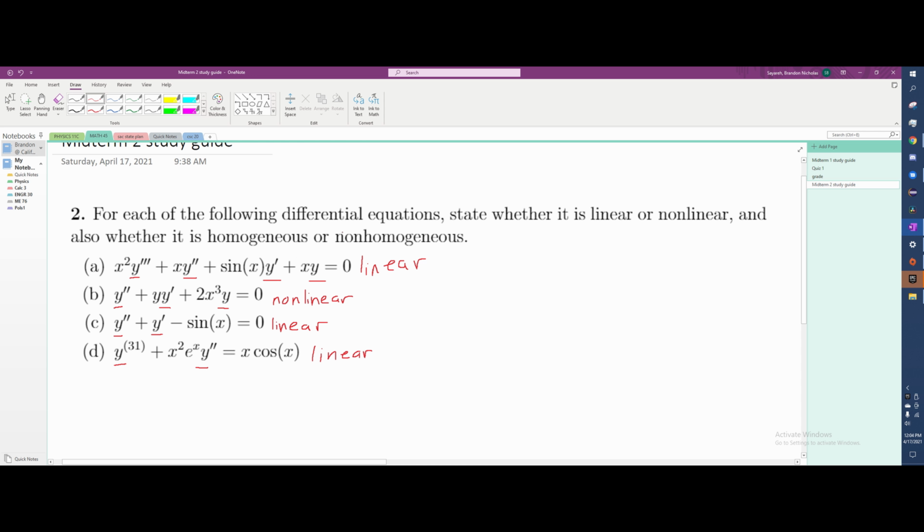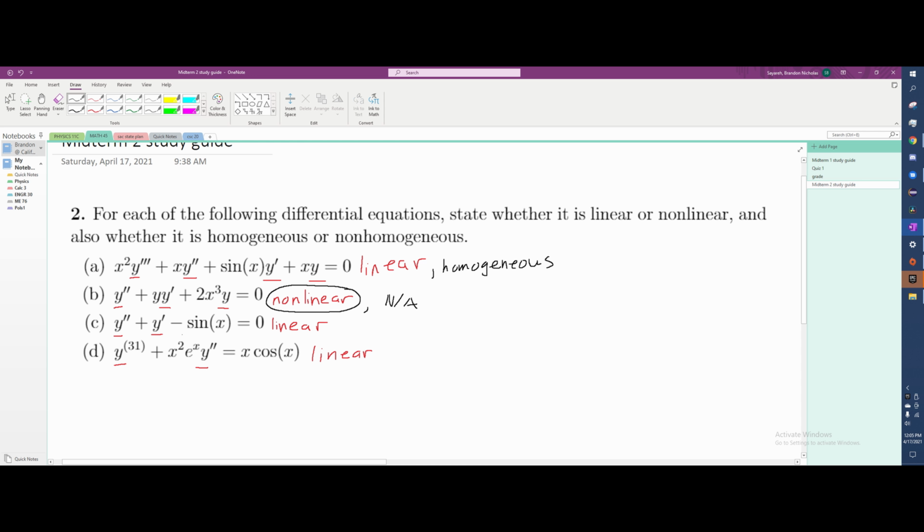Now to determine if it is homogeneous or non-homogeneous. For A, we can see that all of these values have y's in them, which means they have to stay on the left side, meaning the right side is 0. As long as the right side is 0, that means it is homogeneous. For B, because it is nonlinear, it cannot be homogeneous or non-homogeneous. If it's nonlinear, it is just nonlinear. Only if it's linear can it be either homogeneous or non-homogeneous. So we'll put not available.